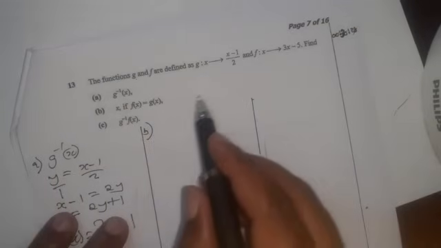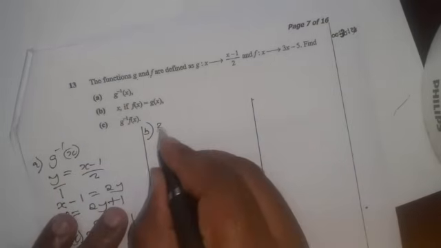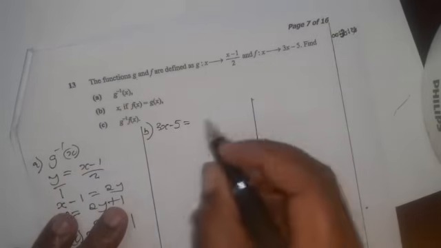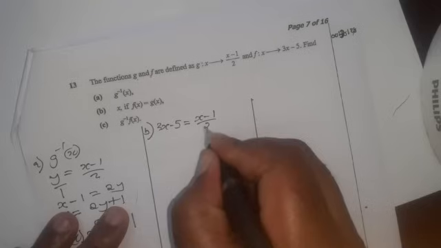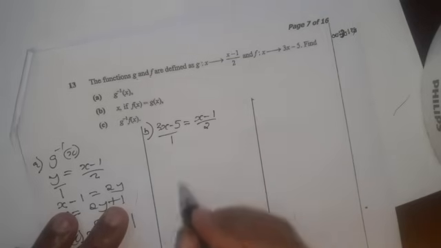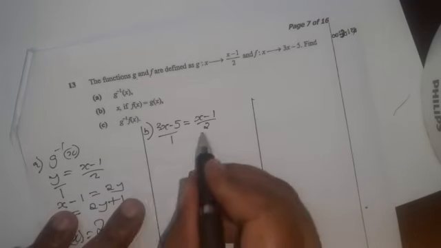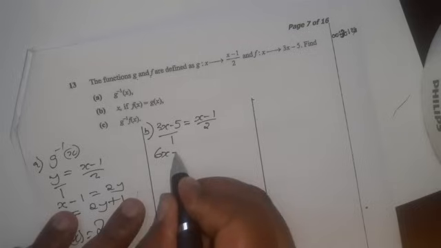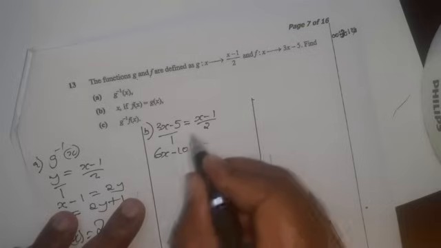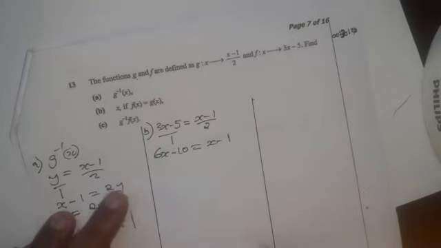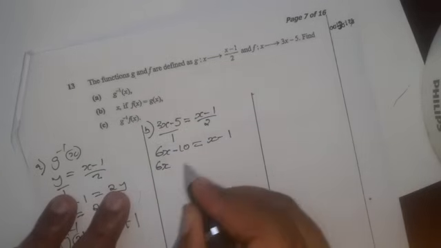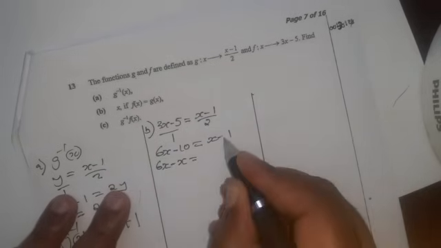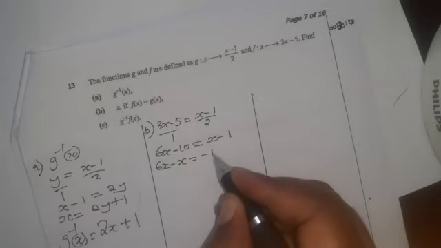Let's find x. If f of x is equal to g of x, what is f of x? 3x minus 5 is equal to, what is g of x? Is this one. X minus 1 over 2 over 1. You cross multiply. So when you cross multiply this by that, it will be 6x minus 10 is equal to this by that to be x minus 1. Okay. We group the right terms. So we have 6x, this is positive, it becomes minus x, is equal to negative 1.